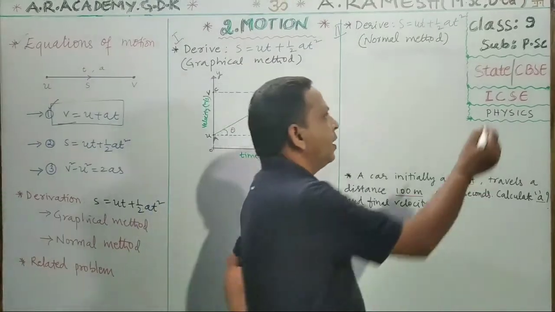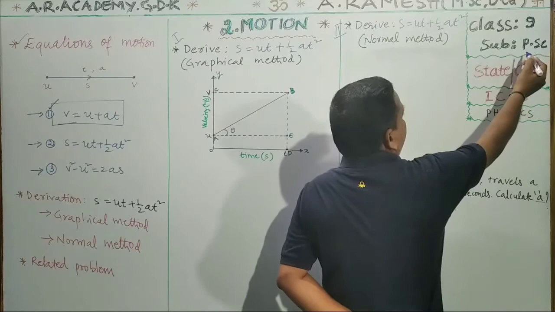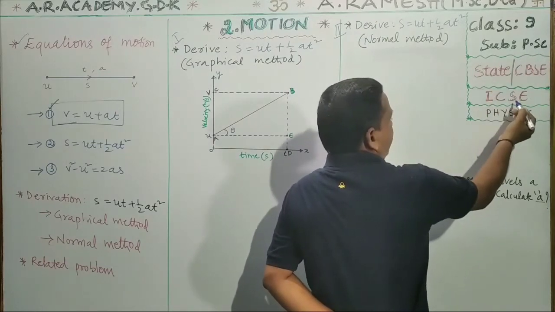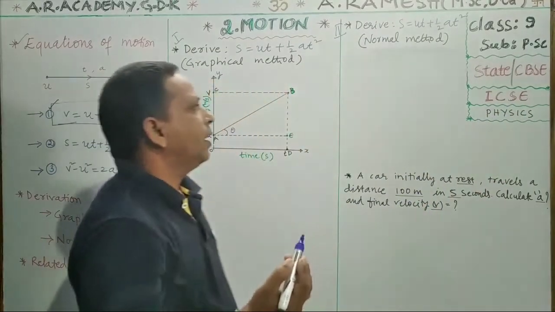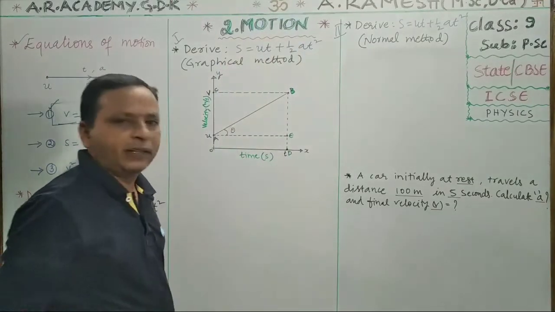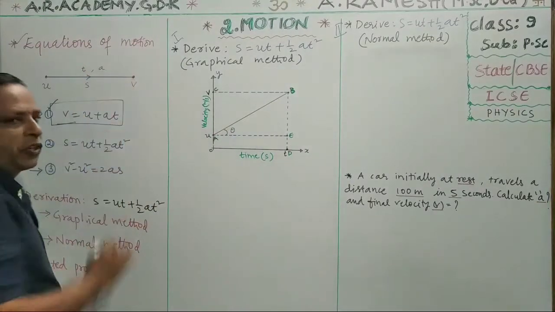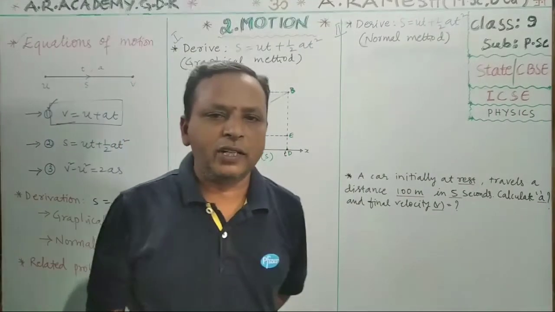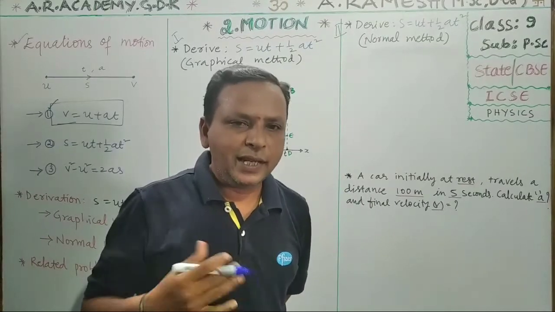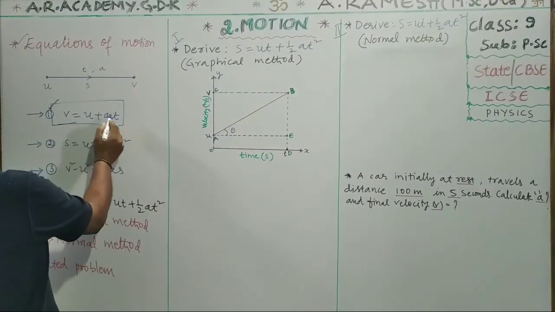Today, 9th class, subject physical science or physics, state CBSE ICSE syllabus, and our lesson name is motion. From that, today we are going to learn equations of motion. What are we going to learn, children? Equations of motion. In earlier classes, we have studied V equal to U plus AT.